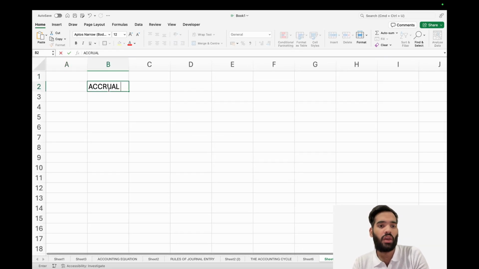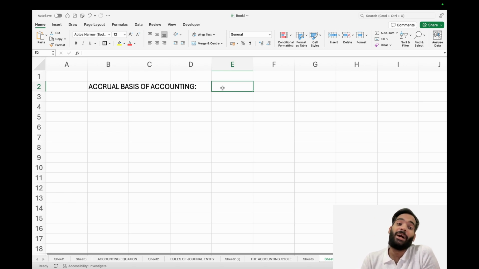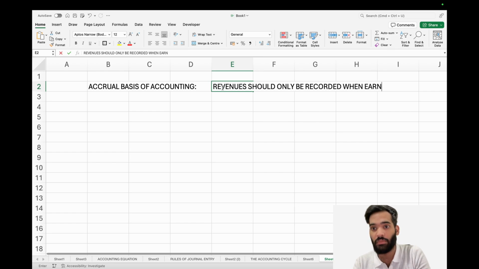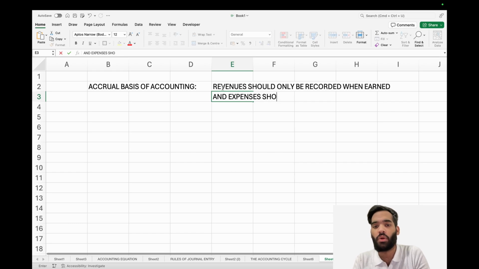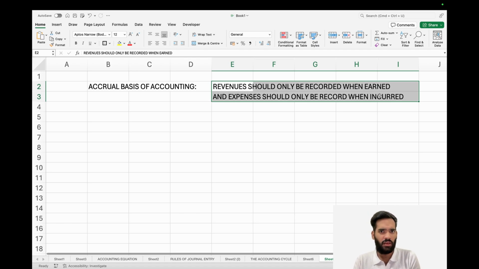This is called accrual basis of accounting. So what does accrual basis of accounting mean? Please remember, nowadays we use accrual basis of accounting. It basically means that revenues should only be recorded when earned, meaning when you have done the work, and expenses should only be recorded when incurred, meaning when you've used them, not when you pay the money. If you notice, there's no mention about money. It's just revenue is recorded when you do the work, expenses are recorded when you use them.